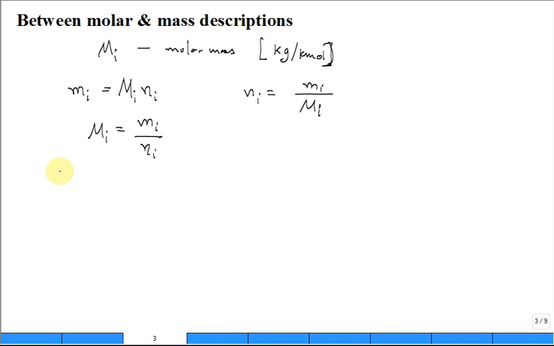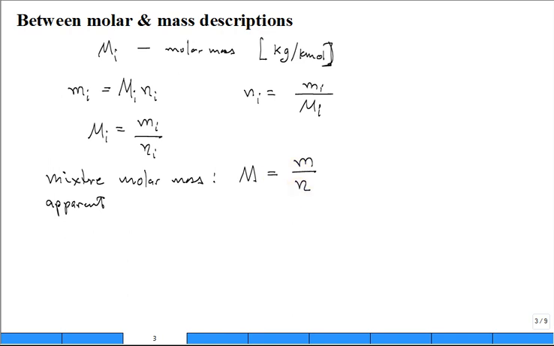So if you have a mixture, you like to work with a mixture molar mass. That's cap M. So the mixture molar mass, or the apparent molar mass, okay? Large M without a subscript i. What's it defined as? Well, it's defined as the mass of the mixture divided by the number of moles in the mixture.